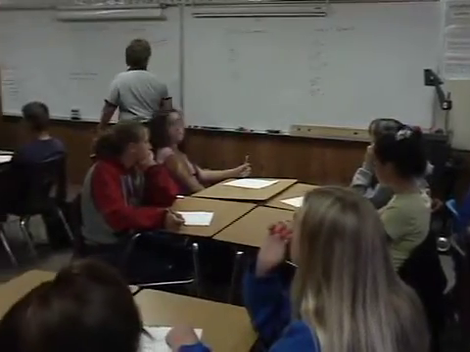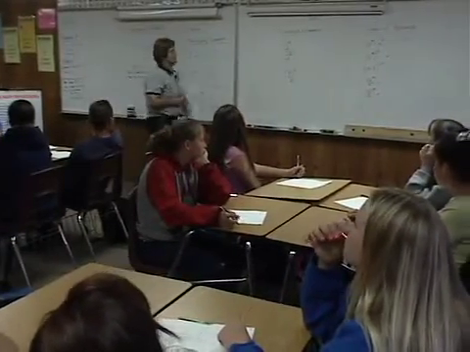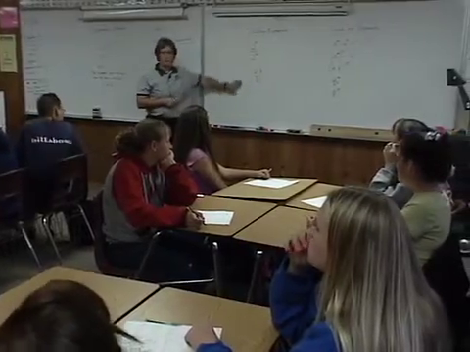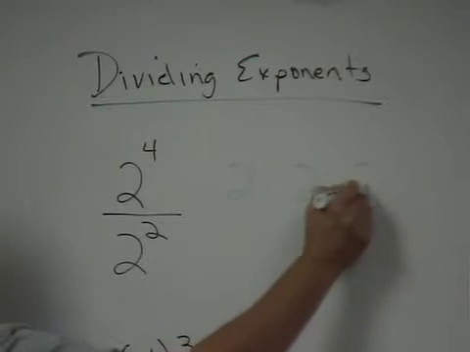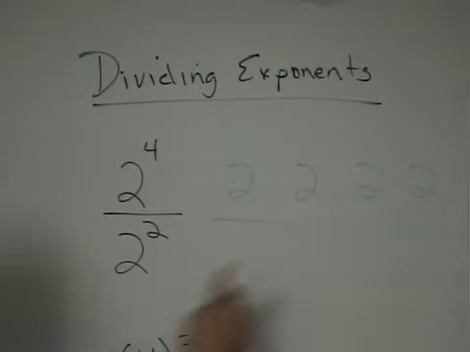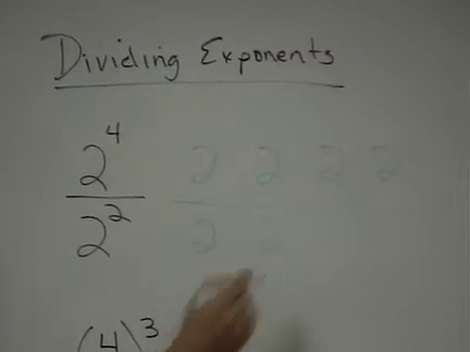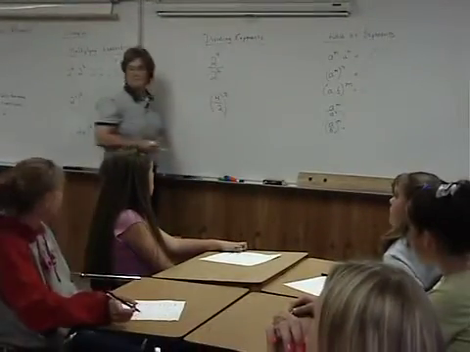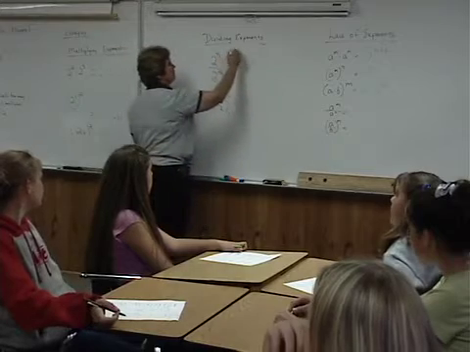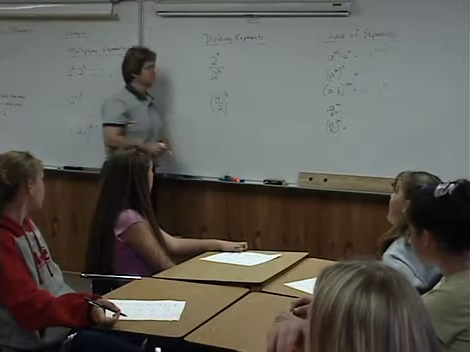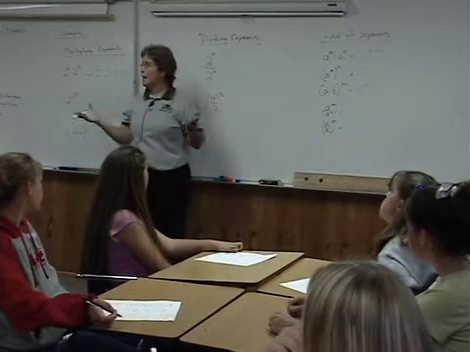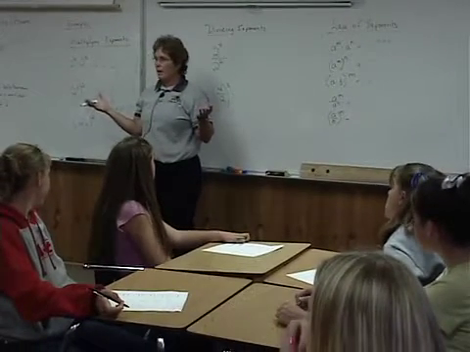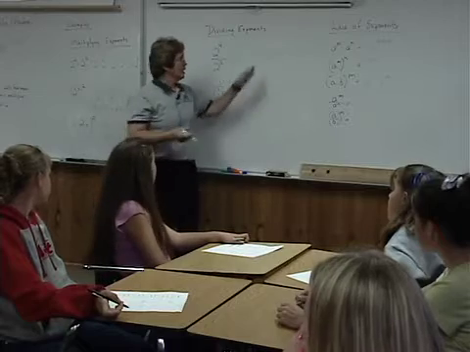Okay, so now let's work on some division. Let's think about this. We're going to expand this, so this is 2 times 2 times 2 times 2. And 2 squared is 2 times 2. Okay, what is 2 over 2 equal to? 1. And what is 2 over 2 equal to? 1. So what are we left with? We're left with 1 squared, which is what? 1, right?